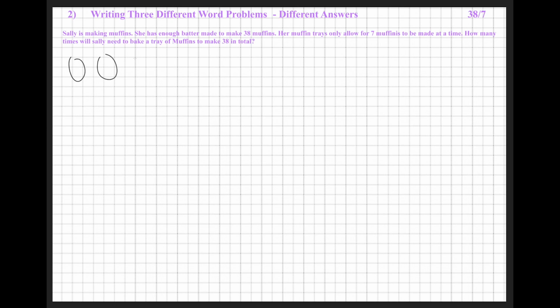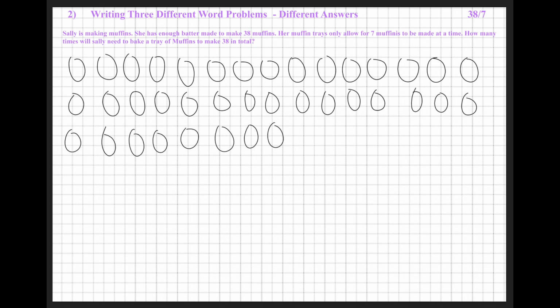So again, I'm going to draw my 38 muffins. Now I've drawn my 38 muffins, I'm going to draw my tray. So my tray can hold 7 muffins at a time. 3, 4, 5, 6, 7. So in order for this to work, we're going to have to put 7 in at one time. So there's 1 round. There's a second round.